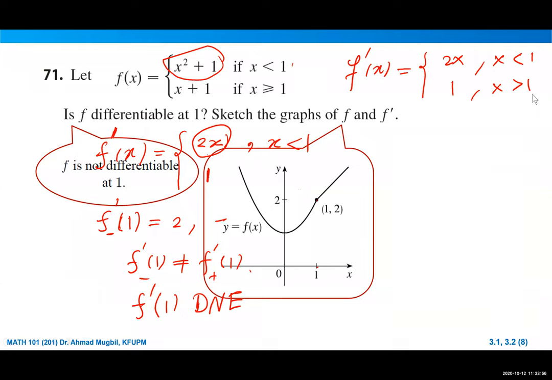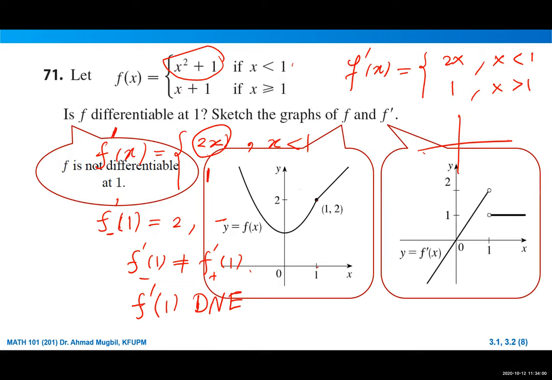So what you will do, you will go to one. This is also easy for you. Let me just show you. Now, at one, it is not continuous. It is not differentiable. After one, when x is greater than one, it is one. When x is less than one, it is this line, 2x. And you see clearly that it has no value at one, so it is not differentiable there.